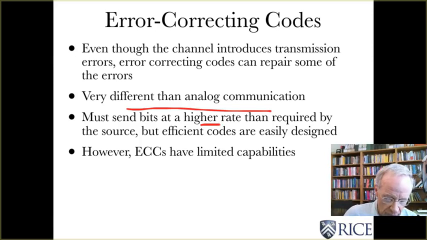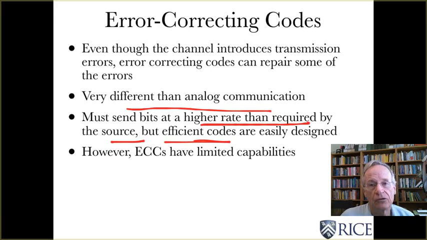Now, we must send bits at a higher rate than required by the source, but efficient codes, i.e. ones having a rate that's close to 1, are fairly easily designed, and we'll see that in the succeeding video. However, I do want to point out that error-correcting codes have limited capabilities. We can't fix double-bit errors. In fact, for the case of the repetition code and the Hamming code, I showed you that if a double-bit error occurs, we're going to think a single-bit error occurred, and we're going to correct it badly. We're going to make a mistake. And so in longer code words, double-bit errors occur more frequently than single-bit errors, and that can be a problem. So in the next video, I'm going to talk about how you actually do the error correction for a Hamming code.